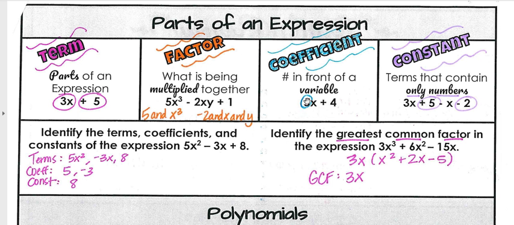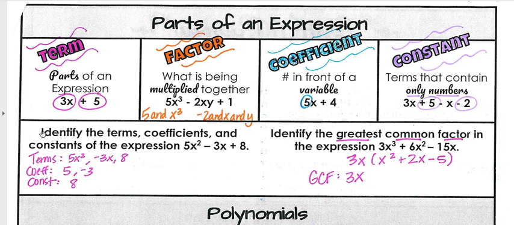So in this case, it would be the 5, right here the 2 would be a coefficient, over here the 3 would be a coefficient. And a constant, those are terms that contain only numbers. So the 5 is a constant, the -2 is a constant. Over here, this 4 is a constant, this 1 would be a constant, this 5 would be a constant. So that's just some review of those terms, as in vocabulary.